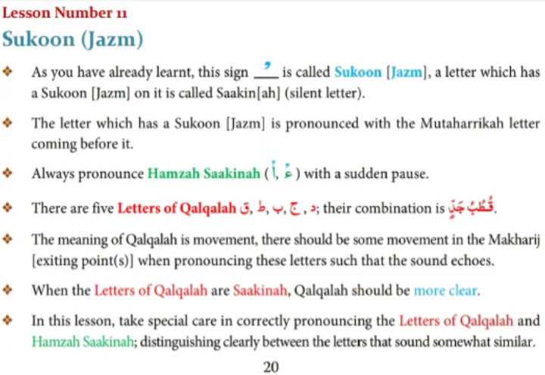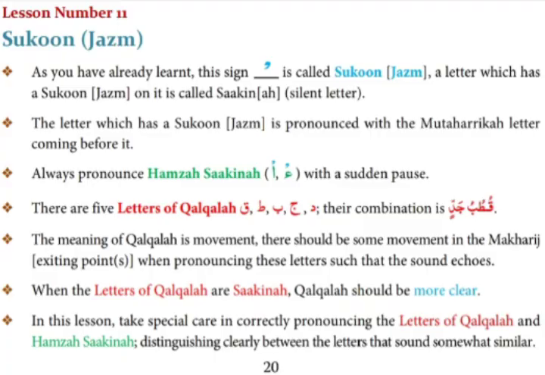Next rule. When the letters of Kalkala are sakin, Kalkala should be more clear. As I gave you the examples, aq, ab, aj, so you have to do Kalkala more clearly when the Kalkala letters are sakin. Next rule. In this lesson, take special care in correctly pronouncing the letters of Kalkala and Hamza sakina, distinguishing clearly between the letters that sound somewhat similar.